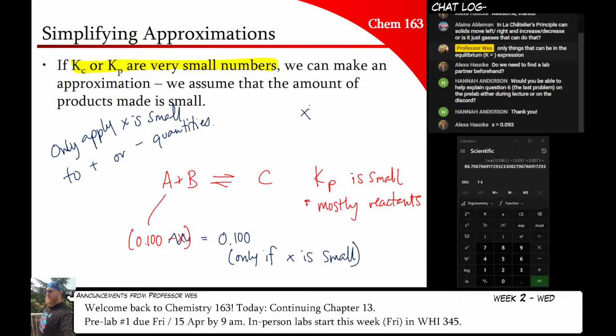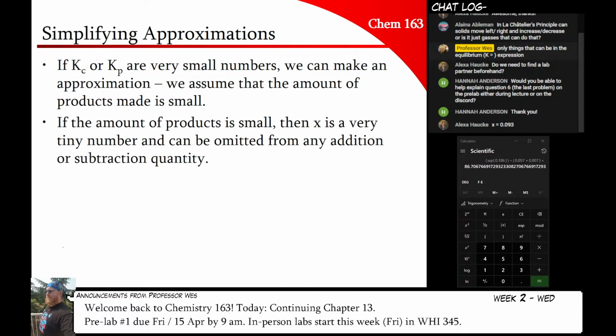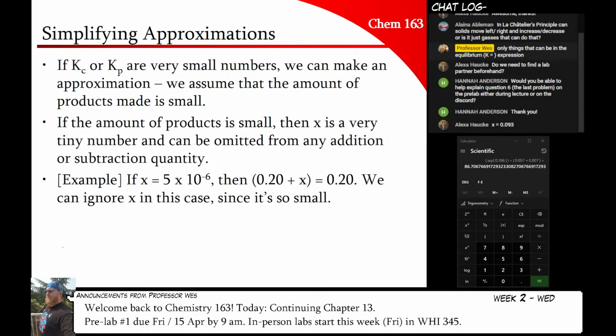So if your equilibrium expression looks like this, you are only going to X is small the bottom term here. So this goes away. Don't X is small the top, because otherwise you've erased all of your X's. You have nothing to solve for, right? So we're going to use this approach to simplify our problems. Let's look at an example here.